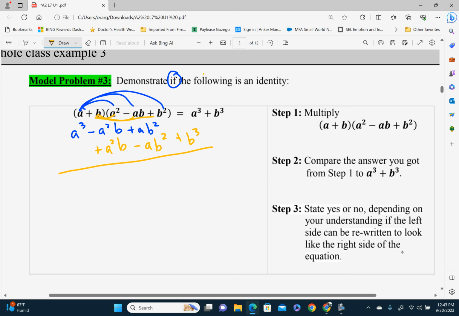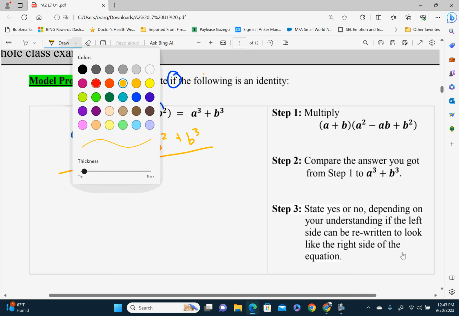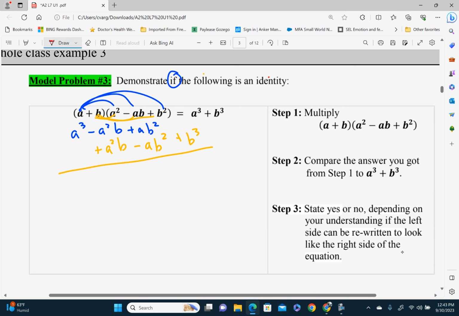Okay, so what happens here, right? Let's go ahead and grab some red, because positive ab squared, negative ab squared, they cancel out. Negative a squared b, positive a squared b, they also cancel out. So you're left with a to the third plus b to the third equals a to the third plus b to the third, right? It is an identity. So yes, it is an identity. We have to state it depending if they're the same or not. Okay, good.